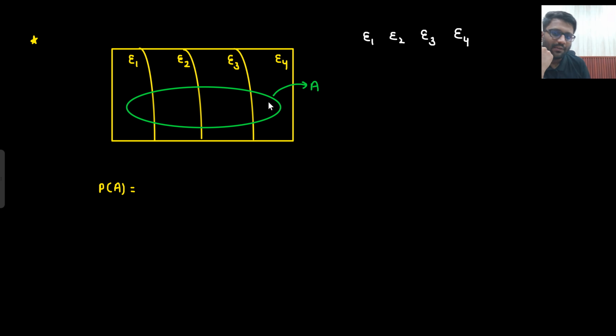In those 4 events, one event A is common. That means A is occurring with E1 as well, A is occurring with E2 as well, A is occurring with E3 as well, and A is occurring with E4 as well. So can you write down the probability of event A?